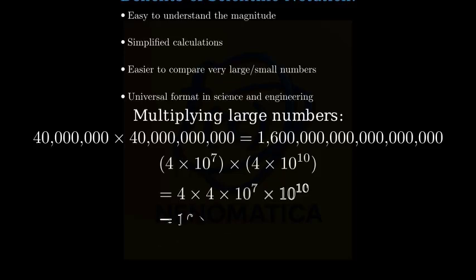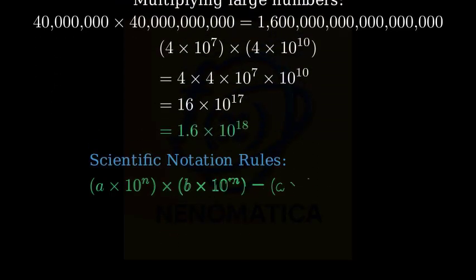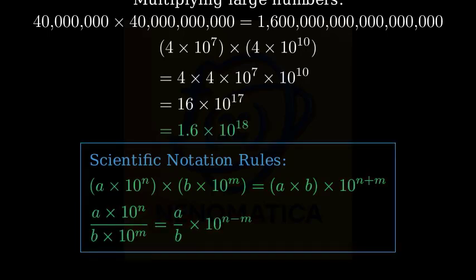We simply multiply the coefficients and add the exponents. 4 times 10 to the 7th multiplied by 4 times 10 to the 10th equals 16 times 10 to the 17th. Here's a useful rule to remember when working with scientific notation. When multiplying numbers in scientific notation, multiply the coefficients and add the exponents. When dividing, divide the coefficients and subtract the exponents.